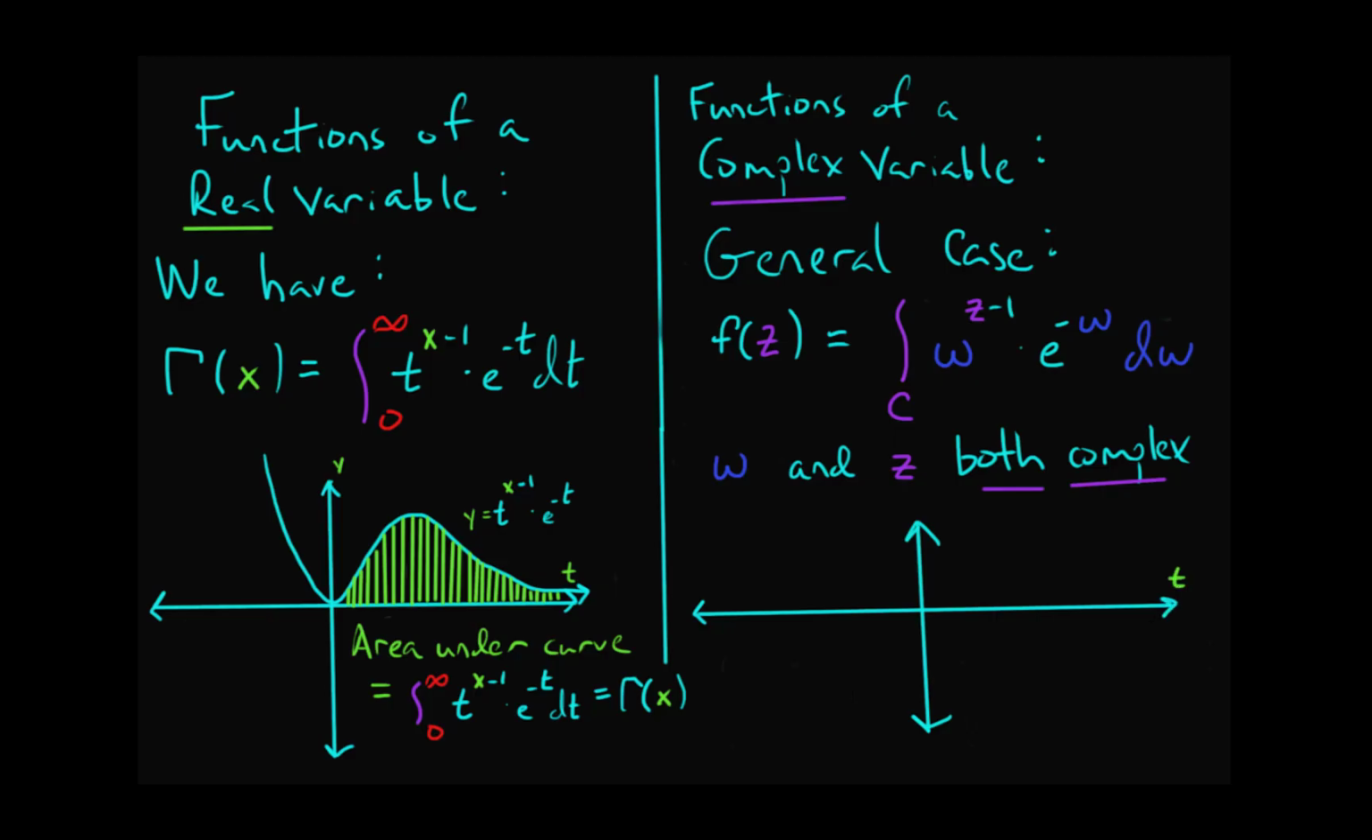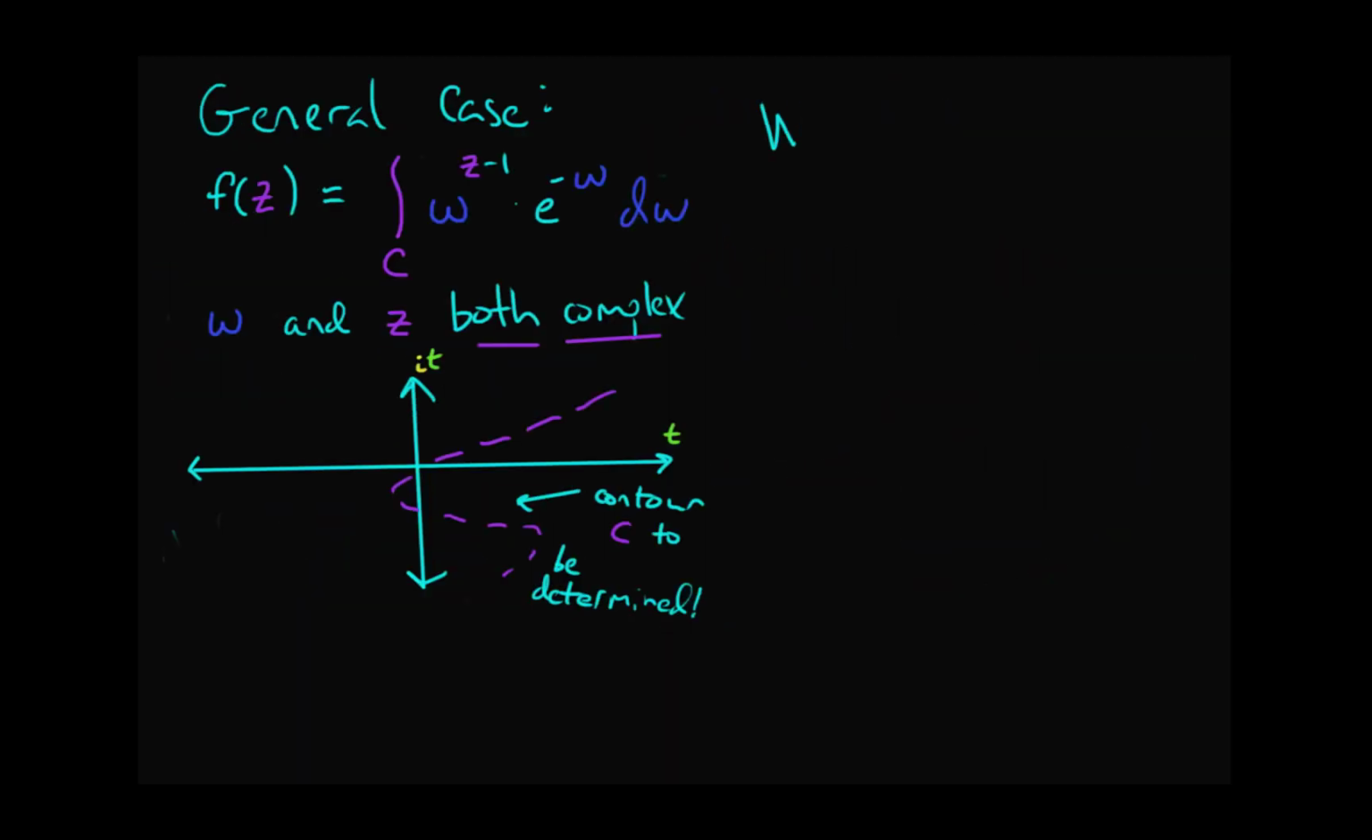So again, I have a complex plane. I'll label my coordinates again t and i times t, but my contour here is not going to be confined to the real line t. My contour is off the real line. This isn't really what the contour is going to look like, this is just an example, but the point is the contour, which I've dashed to show that it's to be determined, is going to be off the real line. So that's our most general case, this contour integral.